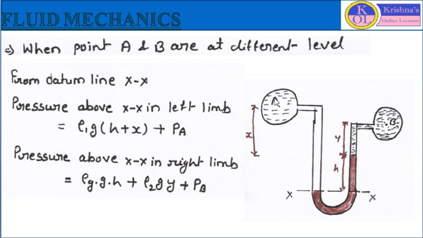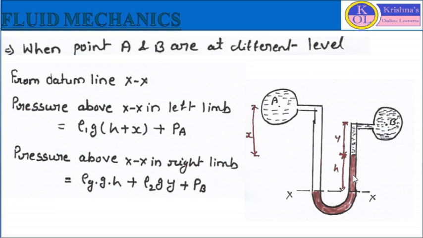So the pressure in the left limb will be the pressure at point A, PA, plus ρ1. At point A we are considering density ρ1, so it will be ρ1 G (H plus X). This limb is filled with the liquid of density ρ1. So it will be ρ1 G (H plus X) plus PA in the left limb.